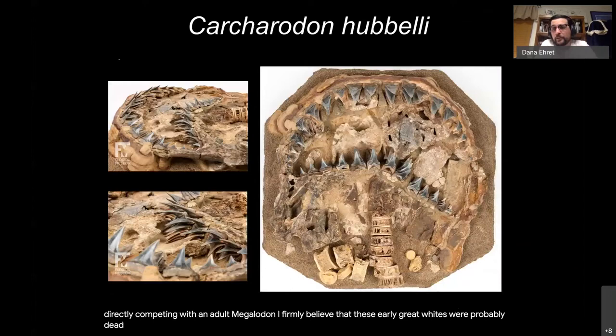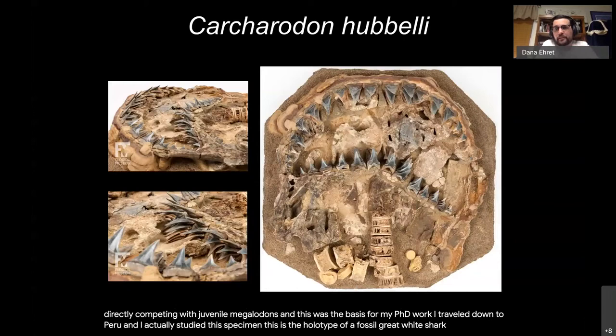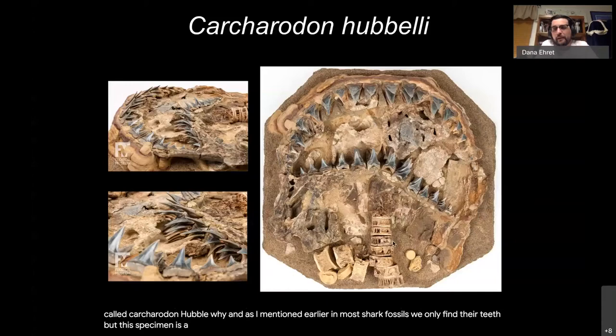And this was the basis for my PhD work. I traveled down to Peru and I actually studied this specimen. This is the holotype of a fossil great white shark that I named Carcharodon hubbelli. And as I mentioned earlier, in most shark fossils, we only find their teeth. But this specimen is extremely rare. It has preserved cartilage. So these are the articulated jaws of this specimen with over 220 teeth in position, along with 45 vertebrae from the backbone of this shark.